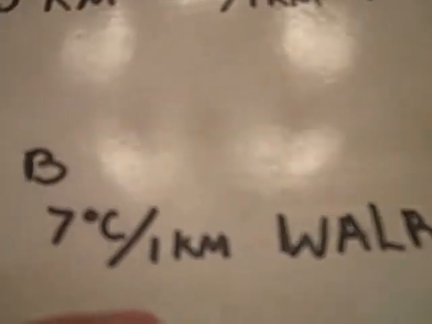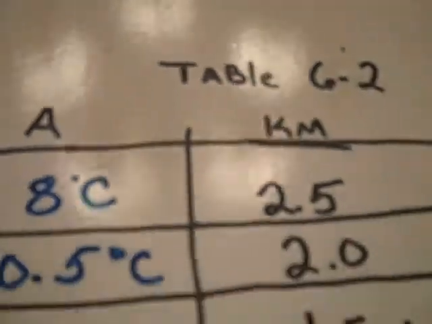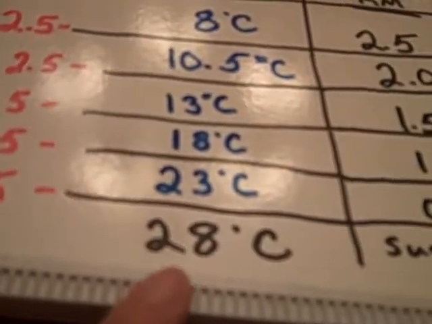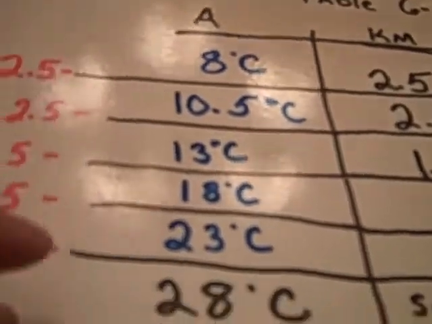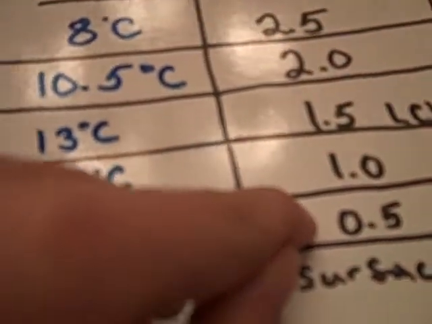And then for parcel B, and that's part of 12, they tell you that the lifting condensation level is the same height, 1.5, and that the temperature changes 7 degrees C every 1 kilometer. And so working down on the table, I kind of made a fake table to help you out. So here's my surface temperature, and here's my 28 for parcel A. And for the first one, I'm going to drop for half a kilometer, not a whole kilometer. So I subtract by 5, and I get my 23.